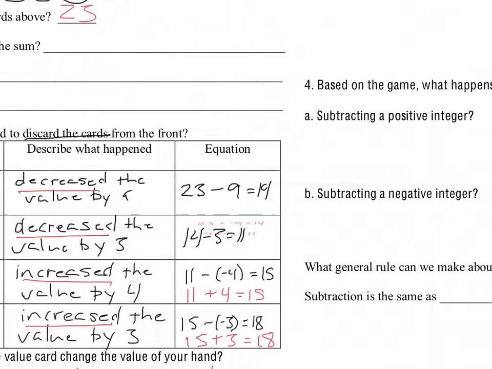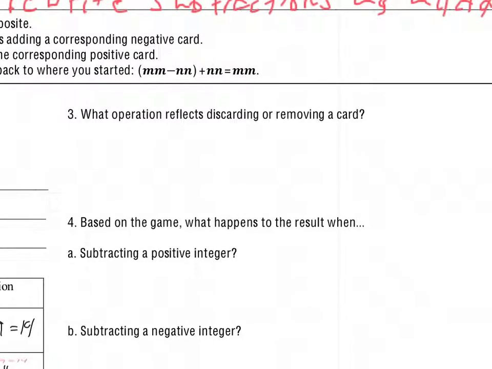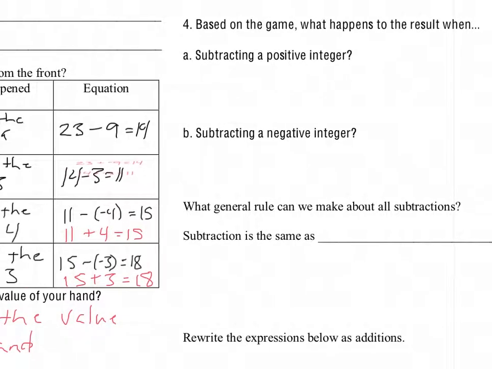So when we look over here, we're going to talk about kind of the operations that are going on here. What operation reflects discarding or removing a card? So again, this is that idea of we're taking away a card. So initially, this definitely looks like subtraction. However, we've seen and we talked about there's kind of a different way of reflecting upon this. When we were subtracting a positive integer, what was the different way that we could describe that subtraction as a positive integer? So when we look over at these two examples, we could change that subtraction to adding a negative.